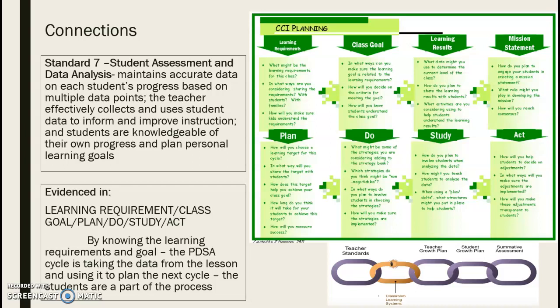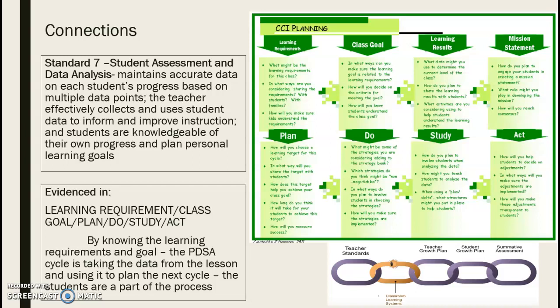By knowing the class goal and the critical learning requirements, it's very transparent to students, so they're aware of that. The PDSA cycle is taking the data from the lessons that they have participated in, looking at their progress in that lesson towards those critical learning requirements and those goals, and then planning the next lesson based on that data.